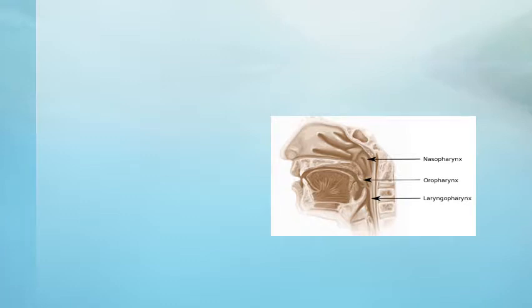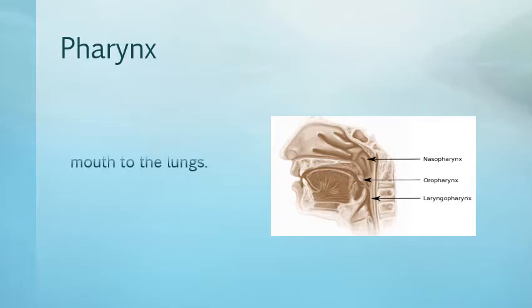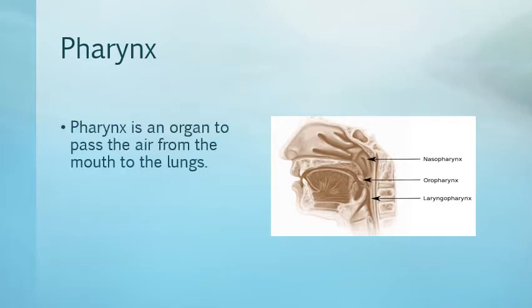Next, this is pharynx. Pharynx is located behind the nose and at the end of the mouth, behind the mouth. And it consists of three parts: nasopharynx, oropharynx, and laryngopharynx. Nasopharynx is behind the nose, oropharynx is behind the mouth, and laryngopharynx is above the larynx. And the function of this organ is to pass the air from the mouth to the lungs.